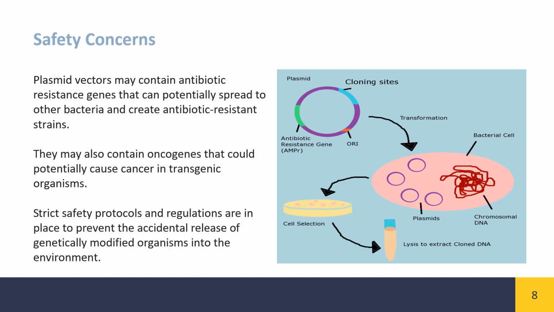And here we are seeing some safety concerns about plasmid vectors. Plasmid vectors may contain antibiotic resistance genes that can potentially spread to other bacteria and create antibiotic resistance. They may also contain oncogenes that could potentially cause cancer in transgenic organisms. Strict safety protocols and regulations are in place to prevent the accidental release of genetically modified organisms into the environment.